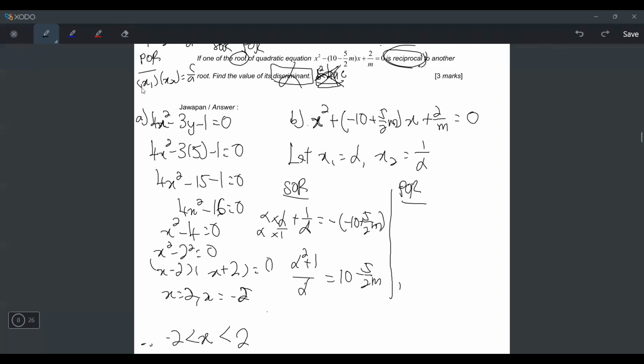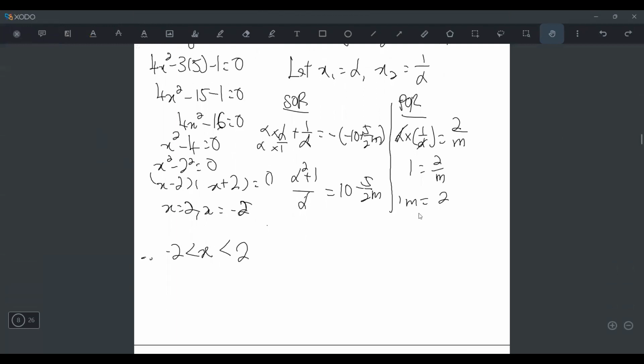So let's go to POR, and the POR formula is this: x1 times x2, which is alpha times 1 over alpha, equals c over a, and the c is 2 over m, but the a is 1. So over 1, I already said you don't have to write. Alpha and 1 over alpha cancel, so 1 equals 2 over m, so m is equal to 2 over 1, which is 2. So finally, I got the help I need, which is m equals 2.